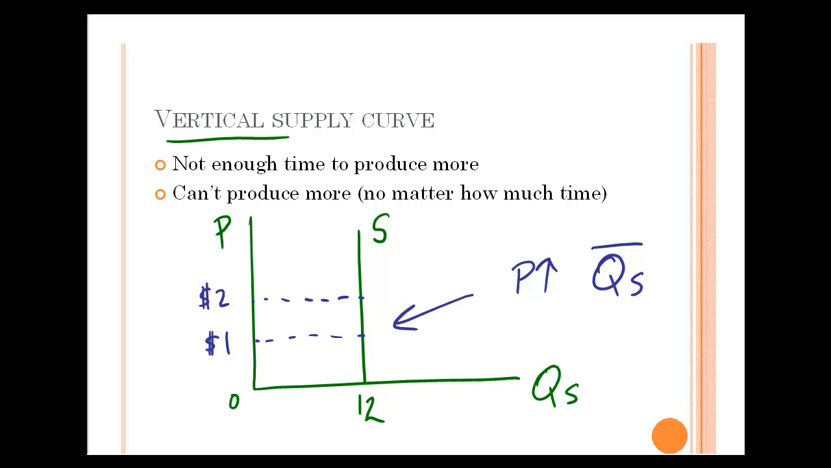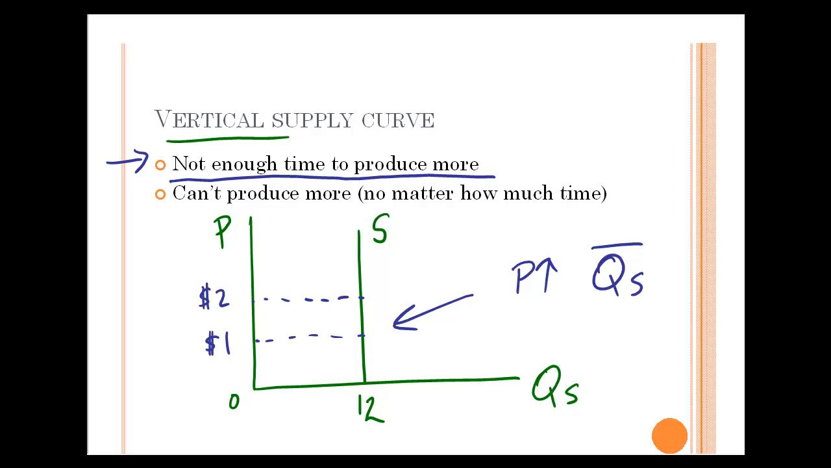Now, while that supply curve does not represent the law of supply, there are supply curves in the real world that can be represented by that vertical supply curve. In other words, there are supply conditions in the real world that can be represented by that supply curve. Now, when would you have a supply curve that looks like that? Well, one time that you might have that is when there is not enough time to produce more of a good. Let's suppose you're dealing with good X here.